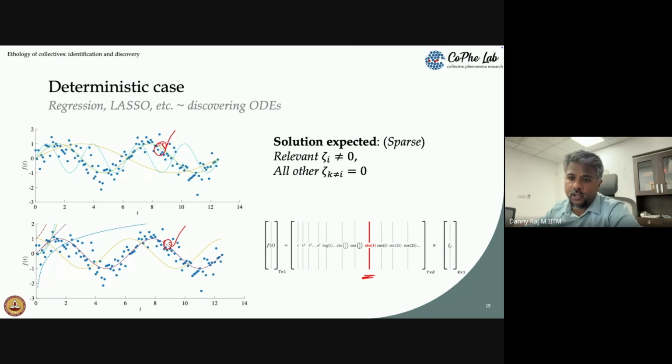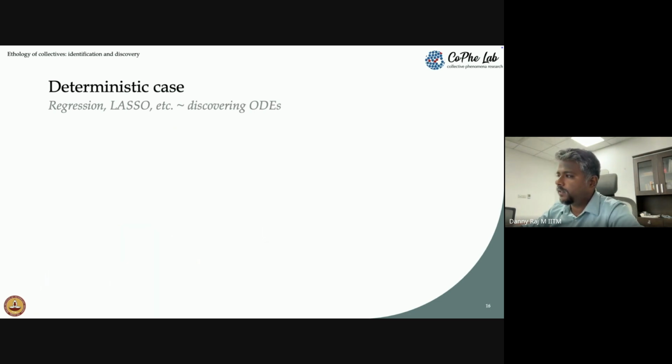Okay, that's the solution I'm looking for, and that is what is called a sparse solution. Basically, everything else is 0. Only what is required is non-zero. So it's called a sparse solution. Essentially, that's because you're looking for the right combination of functions, right?